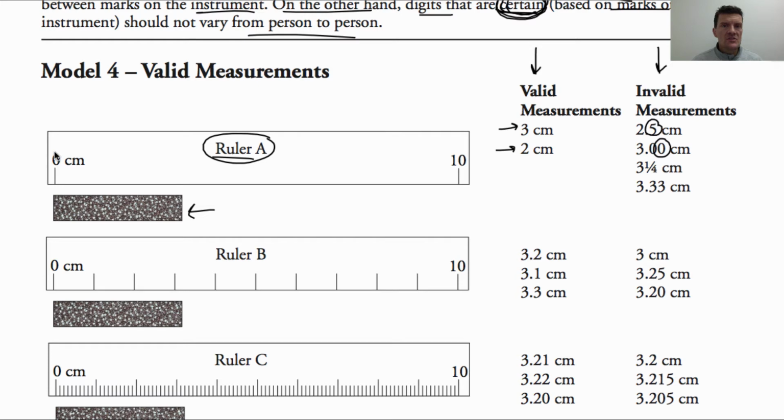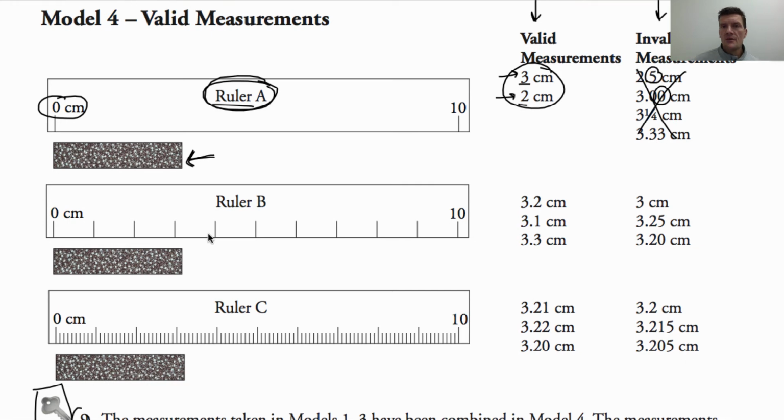So in this case, the only certain value in ruler A is 0. You know it's greater than 0. All the people that measure this strip would be certain that it's greater than 0. And then you have to estimate the next digit. So you can only estimate to the nearest unit, or the nearest centimeter, because you don't have enough markings here to know whether it's greater than 2 or less than 3 or greater than 4. You just have to estimate. So these two are okay, but you cannot use those if you use ruler A.